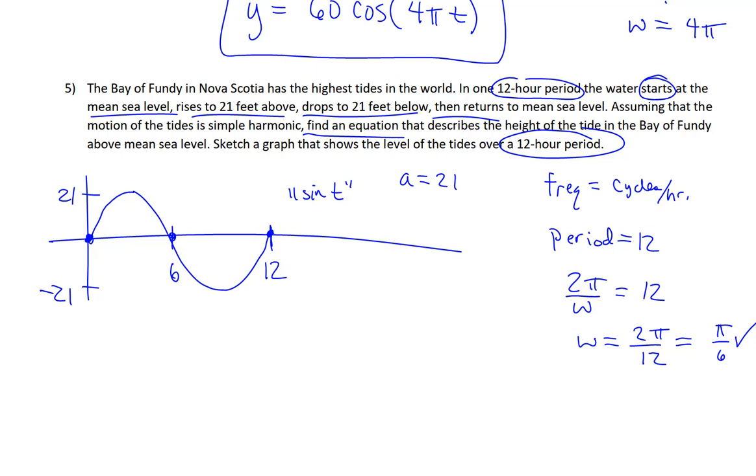Okay, so if that's what omega is, then we can plug it in with what we have so far. We can say y equals, we decided we're going to use sine, and that A should be 21. So we'll call this 21 times the sine of omega t. Well, if omega is pi over 6, as we solved a second ago, we can say pi over 6 t. And that would be a function that could model this very scenario given the information.